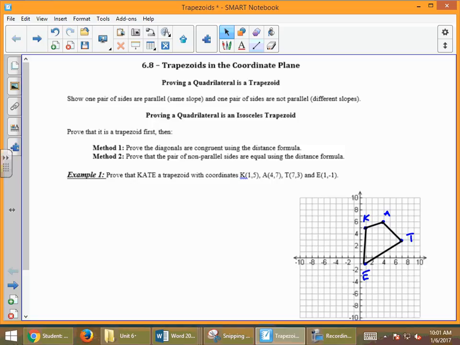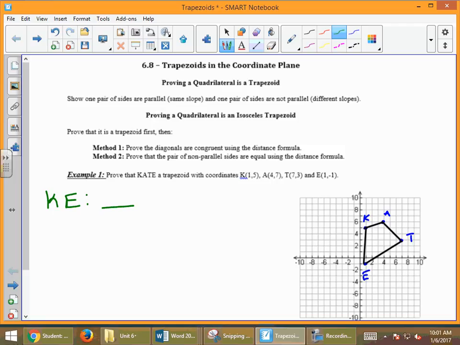So, pick any side to start with. It does not matter. We can do KA, AT, ET, EK. Does not matter. What side do we want to start with? Pick any one. KE? Right. So we're going to find the slope of KE.